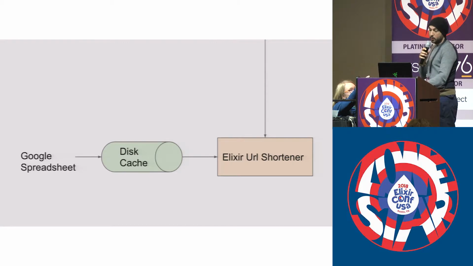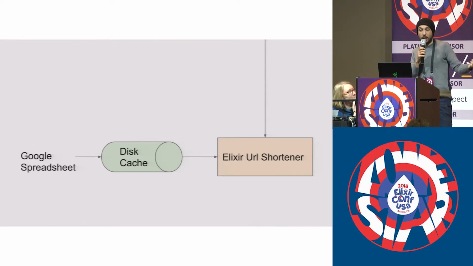So this is what we built. We have a URL shortener application, and it fetches from the Google spreadsheet. It caches locally in case the connection fails. And when you hit a URL, it serves it.